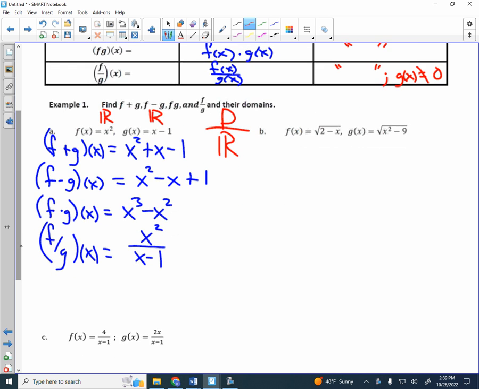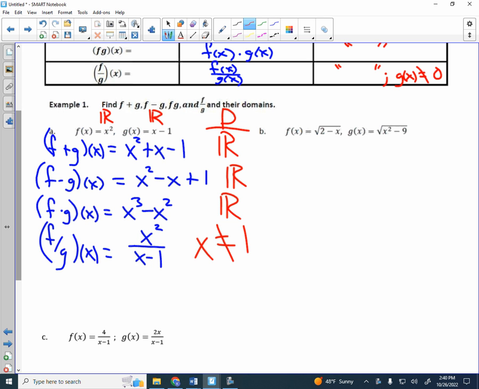So the domain of this one is all real numbers. The domain of this one is all real numbers. The domain of this one is all real numbers. Those three will always be the same. You good with me? So the domain of this one on the bottom is also all real numbers, except we have to exclude wherever the denominator will be equal to 0. Uno. So therefore, x cannot be 1. Not too bad? Okay, so that's the most basic example.